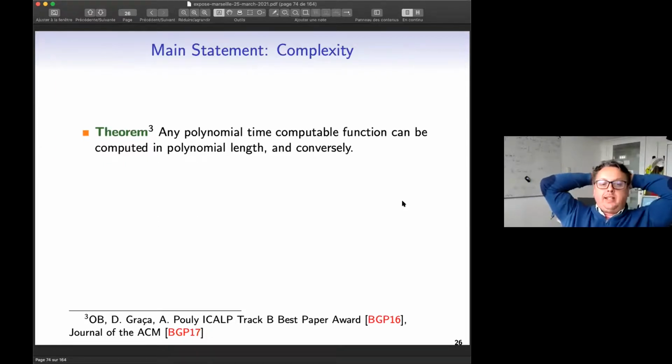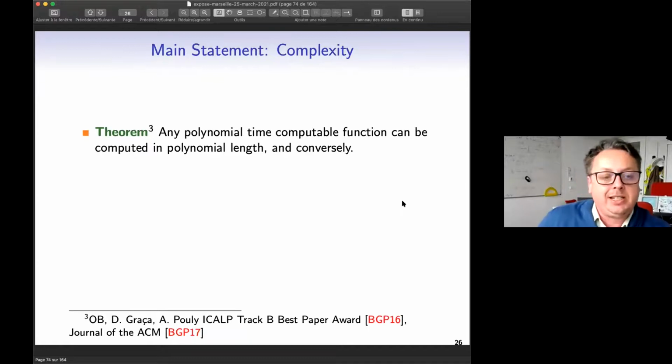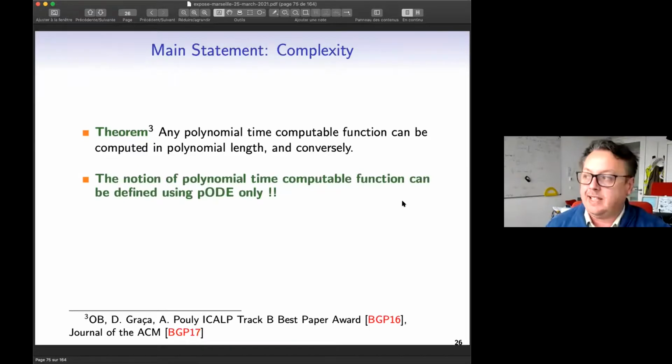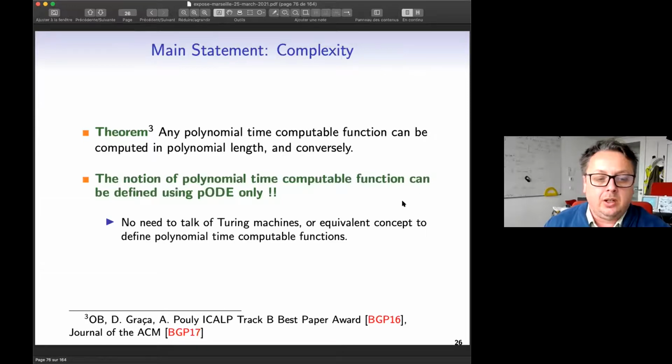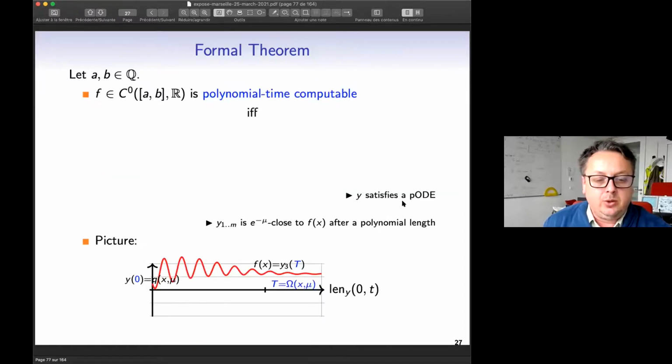Any polynomial time computable function, so by a Turing machine, can be computed by a GPAC using a trajectory of polynomial length and conversely. And we get exactly the same surprising fact. You can define what a polynomial computable function is using only polynomial ordinary differential equation. So there is no need to talk of Turing machine or equivalent concept to define polynomial time computable functions. So let's do it here.